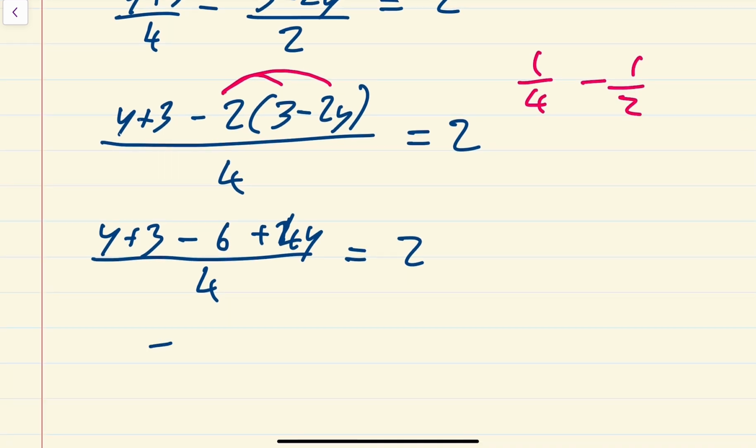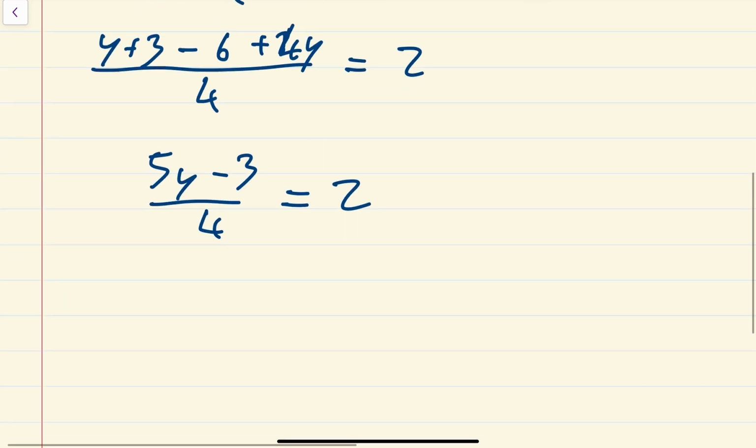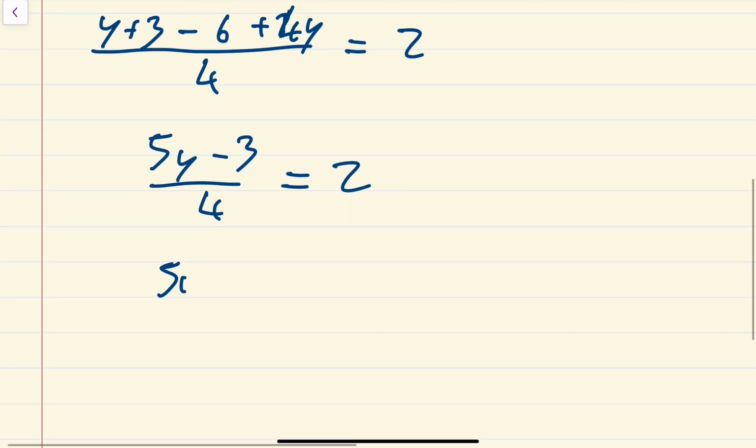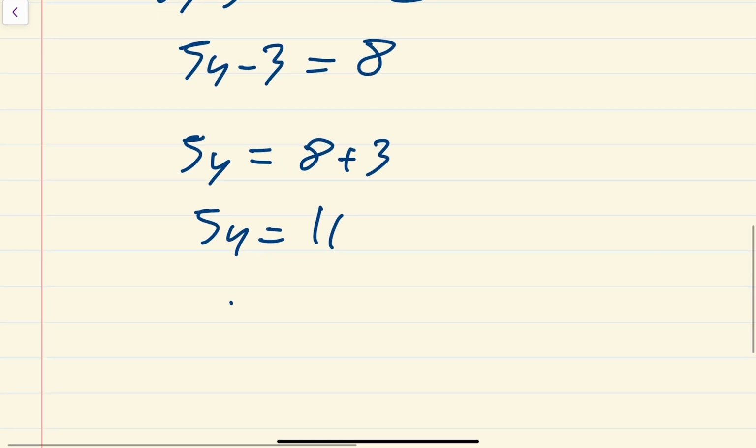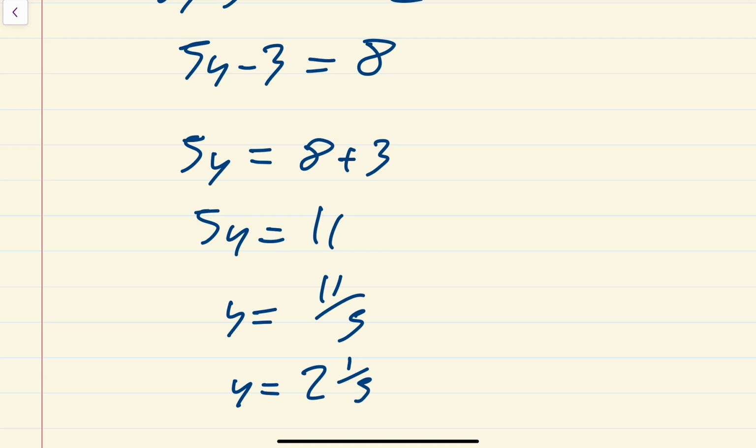So tidy up the top line, then you've got 5y minus 3 all over 4 is equal to 2, and then it's a 3-step linear equation. We'll multiply across by the 4, so you'll have 5y minus 3 is equal to 8, and we'll bring the 3 across, you'll have 8 plus 3, so 5y is equal to 11, and then y is equal to 11 divided by 5, and what is 11 divided by 5? It is 2 1/5, and hopefully that is the right answer.